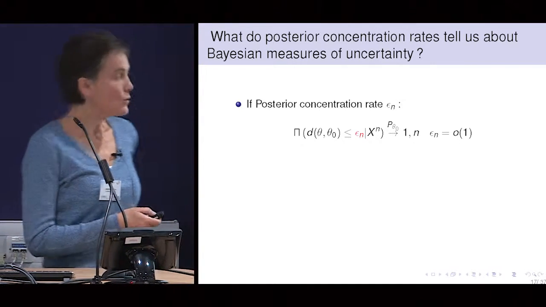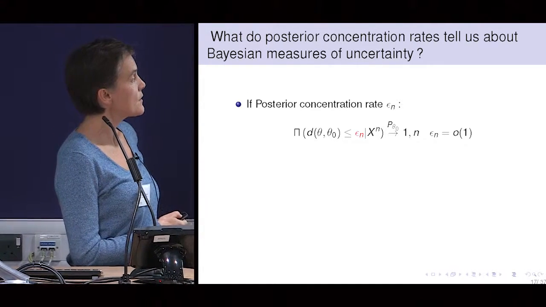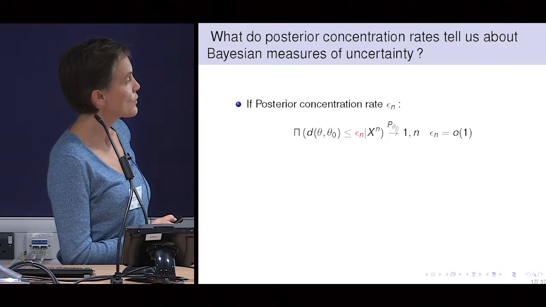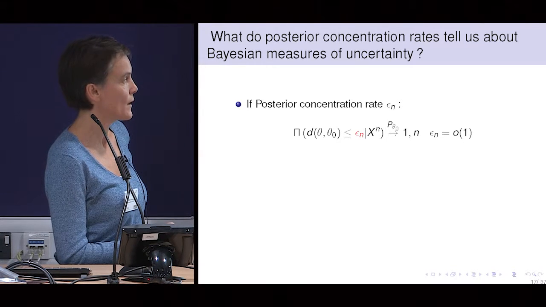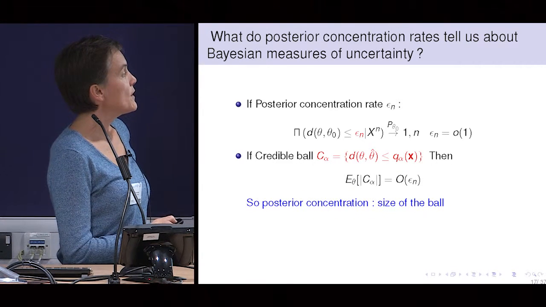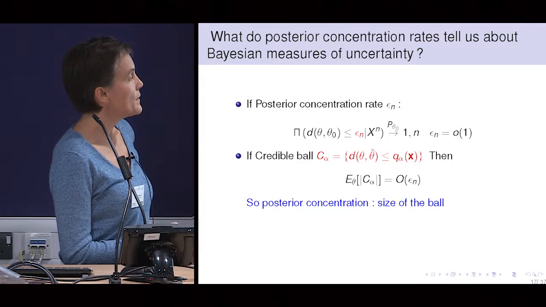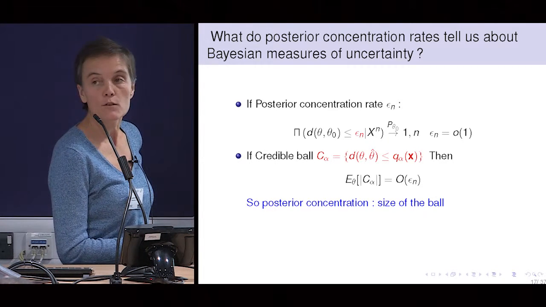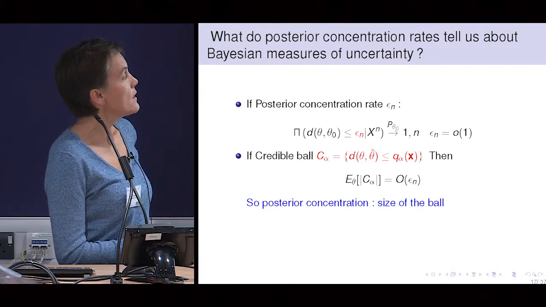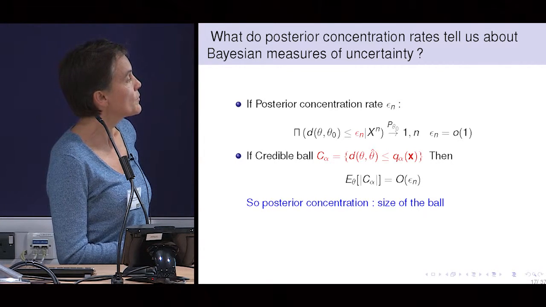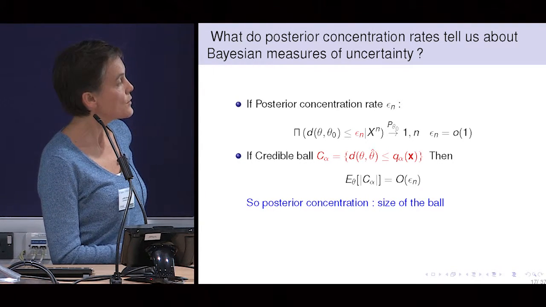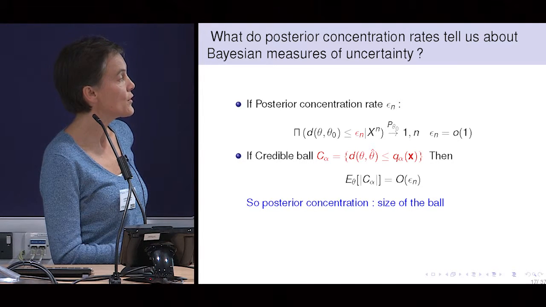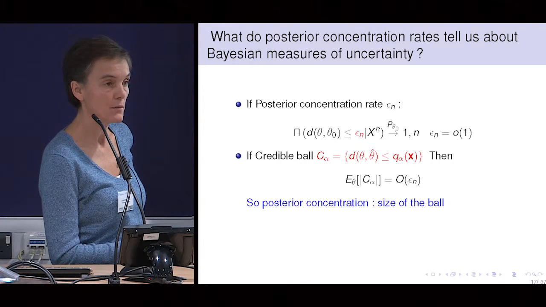Let me recall what I mean by posterior concentration rates. It means that I'm looking at balls around the truth of radius epsilon_n such that the posterior probability of this ball goes to 1. If I'm looking at a credible ball for the same distance d, I'll be picking some estimator, like the posterior mean, for instance. And then I'll be looking at a ball with radius q_alpha, such that the posterior probability of this ball is equal to 1 minus alpha. In other words, q_alpha(x) is the posterior quantile of this object as a function of theta.